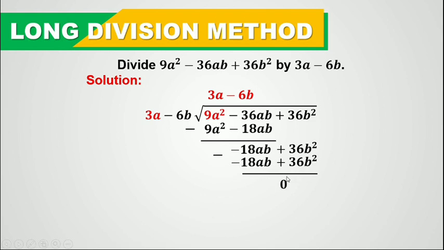So again, there is no remainder. Therefore, the answer for this particular exercise is 3a minus 6b. Alright? Now let's have one example.